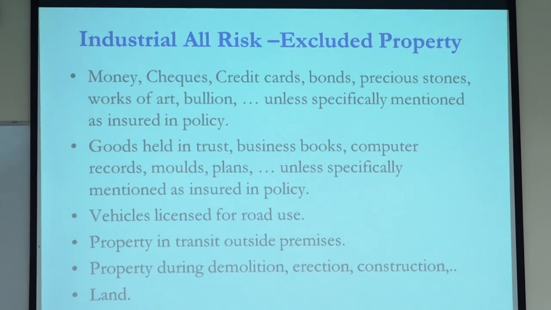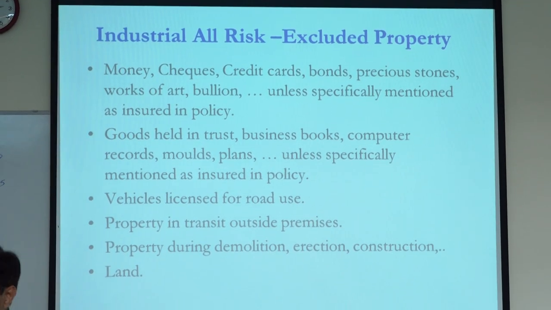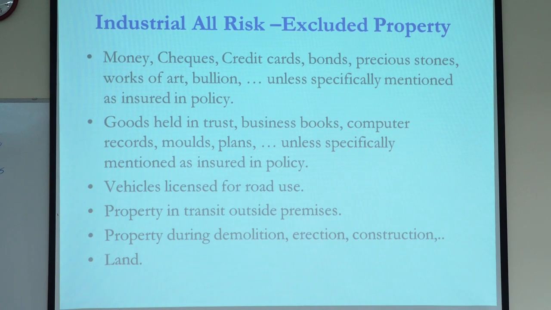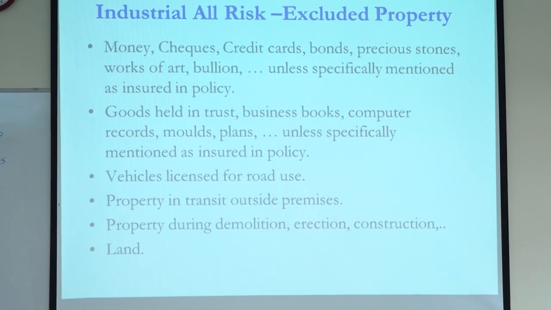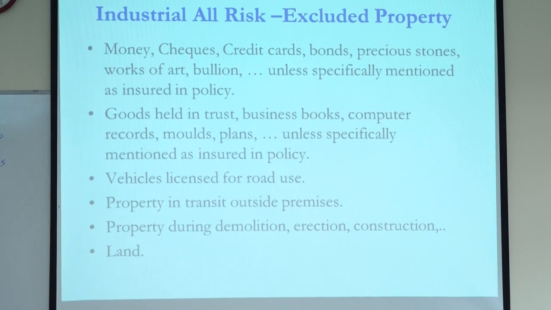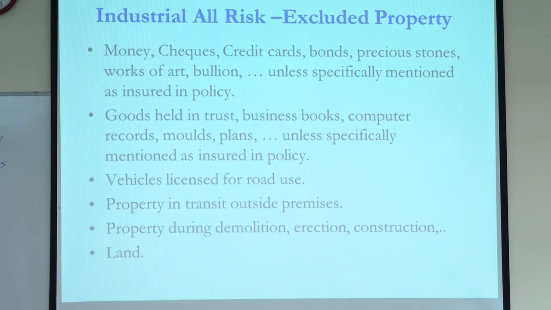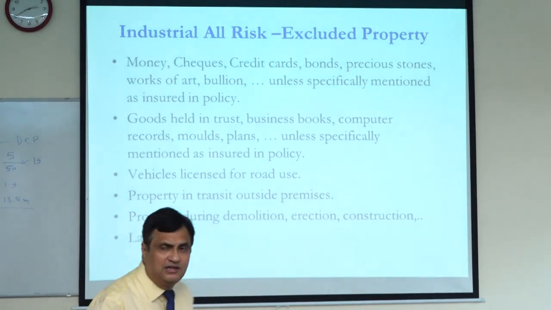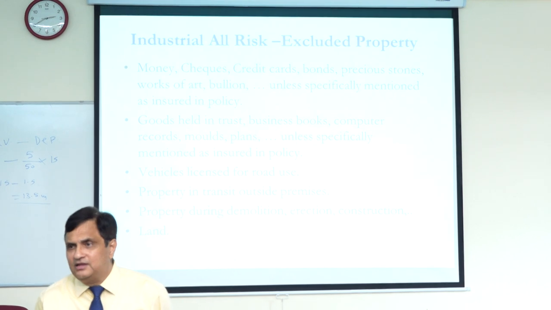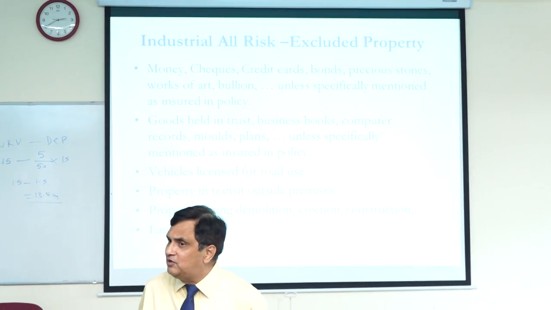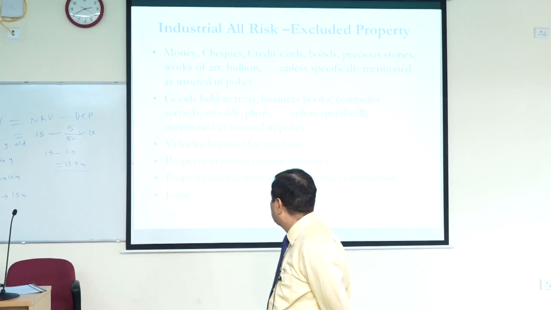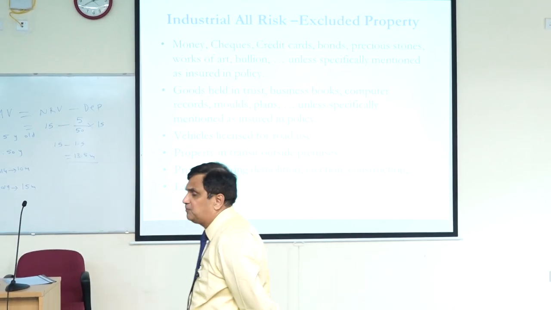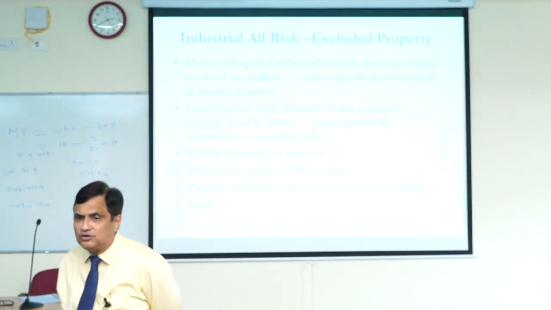Other than that, what we have studied is the excluded perils. Now there is something called excluded property. Some property is usually not covered under the policy. What are those? Money, as I told you before, checks, credit cards, bonds, precious stones, works of art, bullion. Unless you are specifically mentioning and covering it, the standard policy will not cover any of this. Goods held in trust, business books, computer records, malls, plants, unless specifically mentioned and covered, you are not covered.